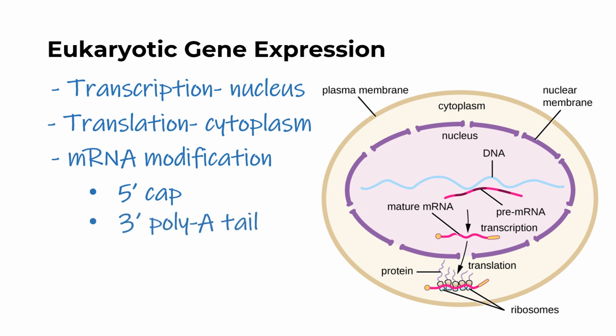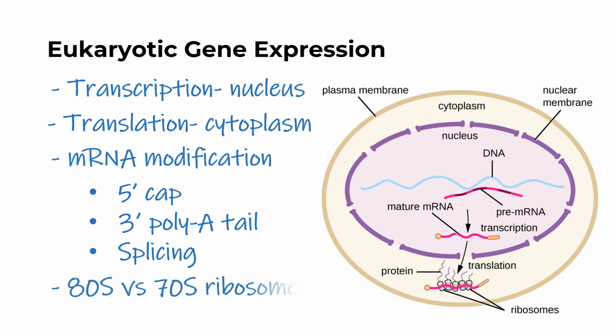Finally, segments of the mRNA called introns are removed from the mRNA transcript. This process is called splicing. Splicing allows eukaryotes to produce different mRNA transcripts from a single DNA template. Of course, don't forget that eukaryotes also have different ribosomes. Their ribosomes are 80S, where prokaryotic ribosomes are 70S.